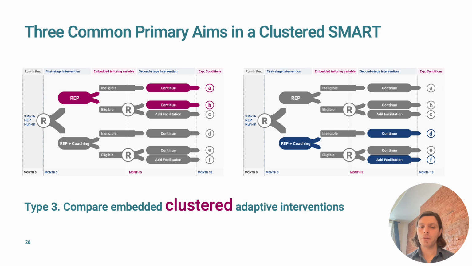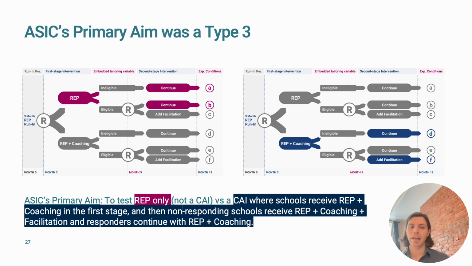Or we could use aim type 3 of comparing embedded clustered adaptive interventions. And this was actually ASIC's primary aim. It was to compare that most intensive clustered AI. This actually corresponds with what we were looking at earlier in the blue, of REP plus coaching in the first stage. Responders continue with REP plus coaching. Slower responders supplement with facilitation. So compare that most intensive clustered adaptive intervention with the clustered intervention of REP only, which is in red.